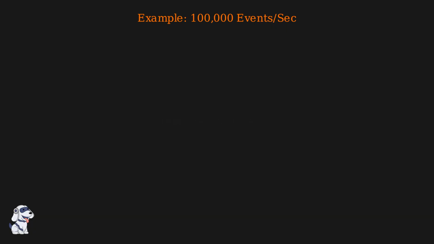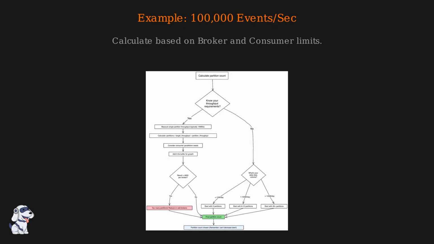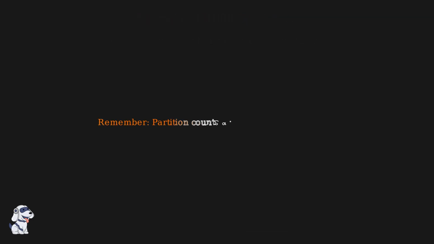We don't guess. We calculate based on the specific throughput limits of our brokers and the processing capacity of our consumers. The decision process flows through these constraints to find the optimal partition count. Remember that in distributed streaming systems, partition counts are notoriously difficult to decrease once your data has started flowing. Design with growth in mind.